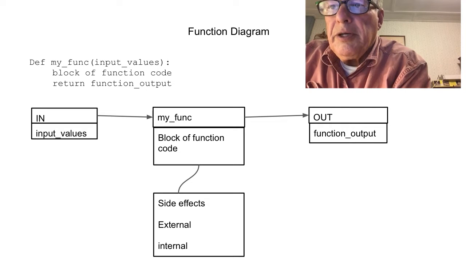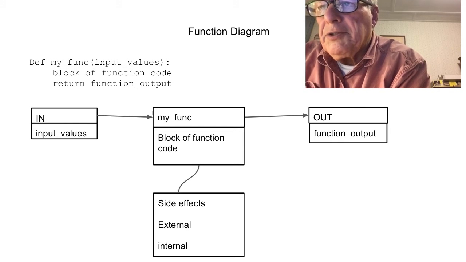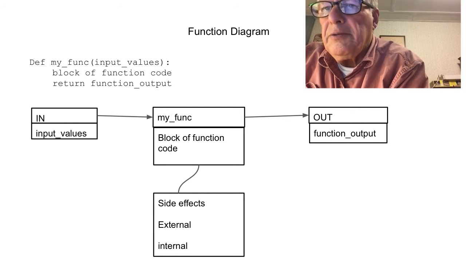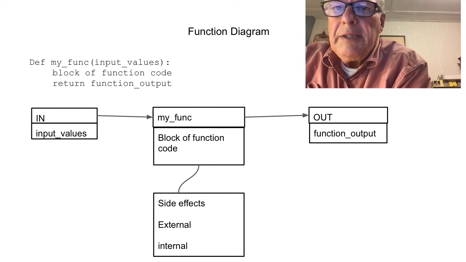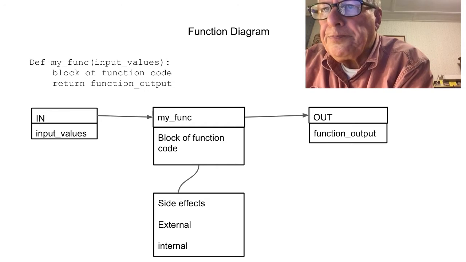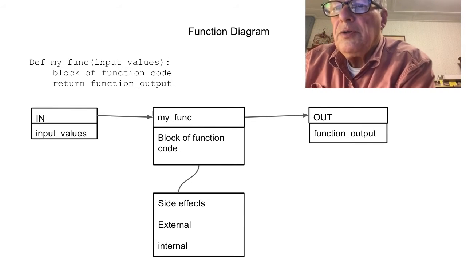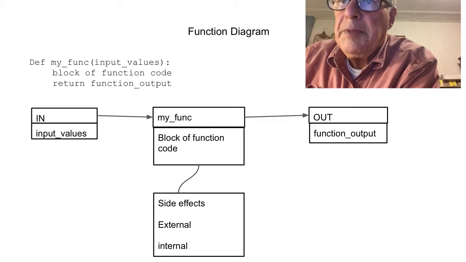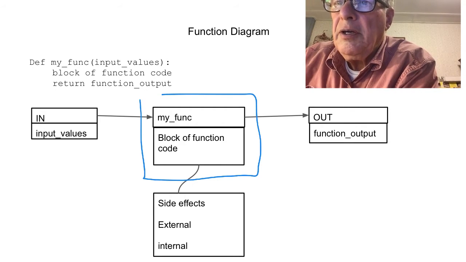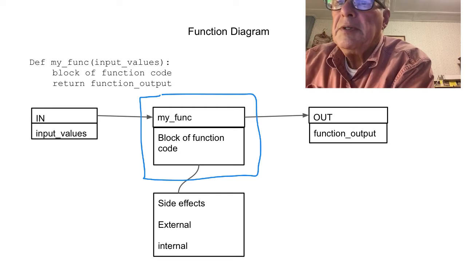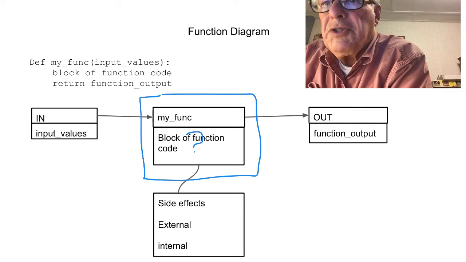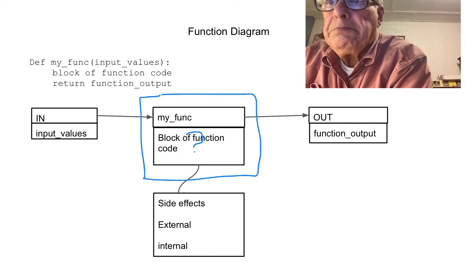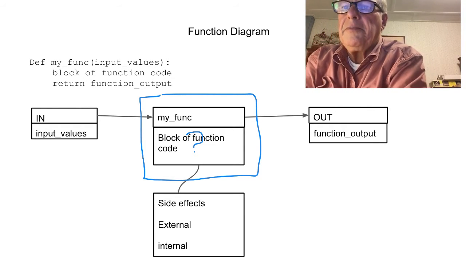which has input arguments called input values, executes a block of function code, and returns a value or a series of values called function output. The way to think about this is think about the function as essentially a black box. You don't really need to know in terms of conceptually what goes on in the box. And the box has a name called myfunc.